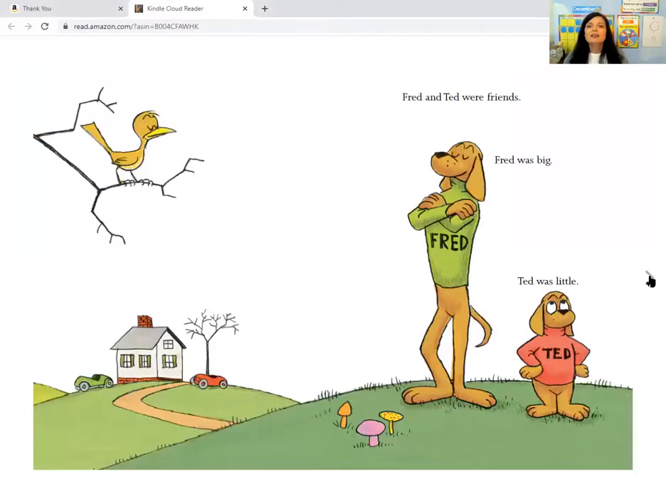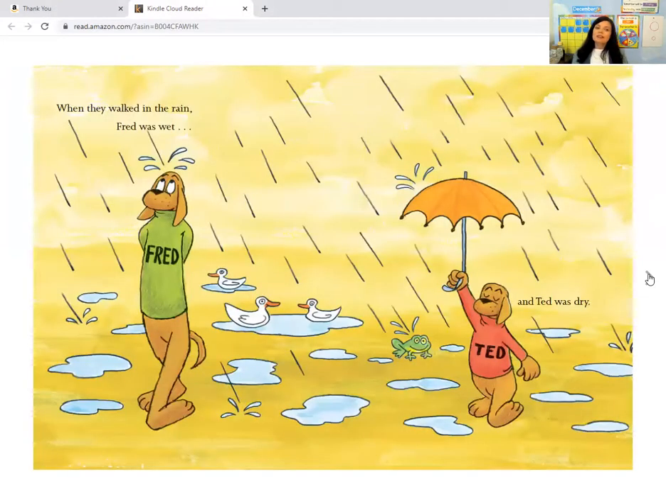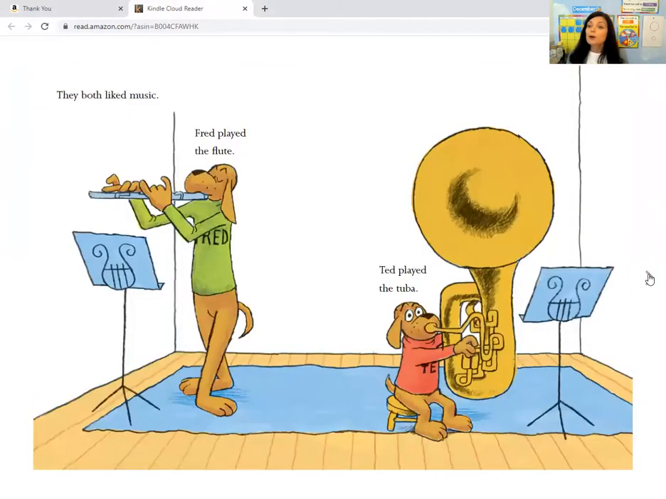Fred and Ted were friends. Fred was big, Ted was little. Fred always had money. Ted never had money. When they walked in the rain, Fred was wet and Ted was dry. They both liked music. Fred played the flute. Toodle-doo-doo-doo-doo. Ted played the tuba.